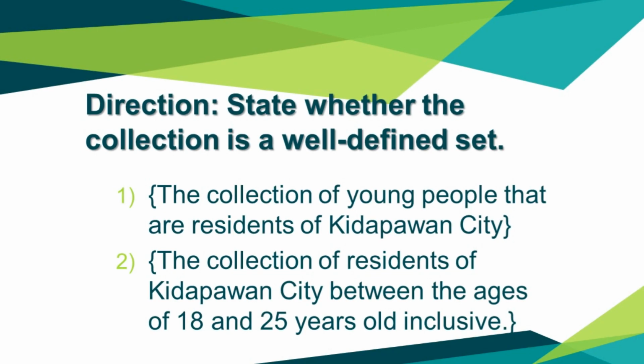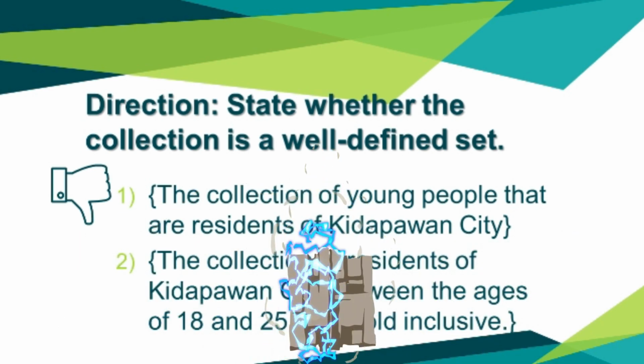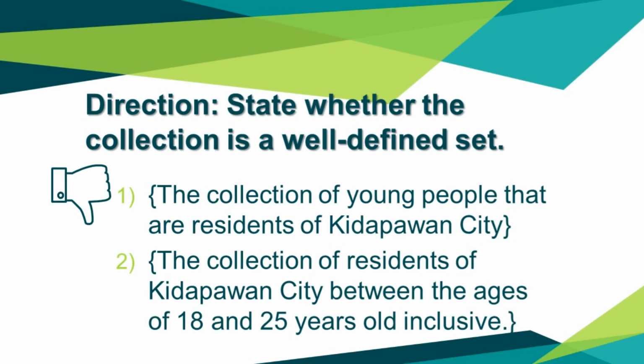Let's check your answer. In the number 1 statement, it is not a well-defined set. What does it mean? Biyang? To someone that is 80 years old, a person that is 40 is young. But a 20 years old person may not consider 40 to be young. The word young is an ambiguous term. Hence, the collection is not well-defined. How about the number 2 statement? It is a well-defined set, since it is fairly clear who would belong to this collection.